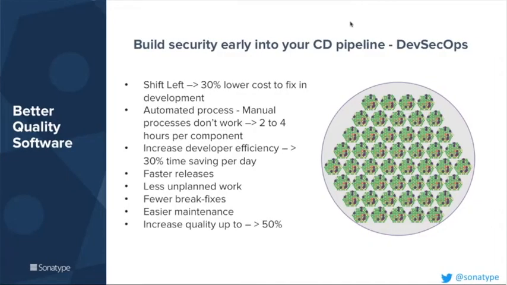Finally, you will build security early in your CD pipeline, achieving DevSecOps. You'll be shifting security left. Fixing components early on saves 30% in cost versus fixing later. Automate your governance of open source usage. No manual process where it could take 2 to 4 hours to investigate a component. Only automation will deliver the speed and precision that you need.